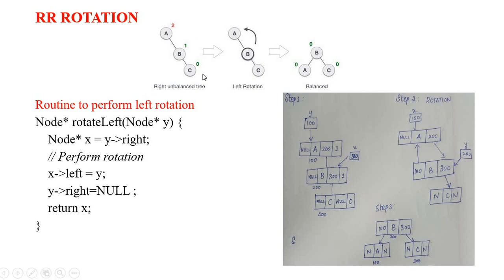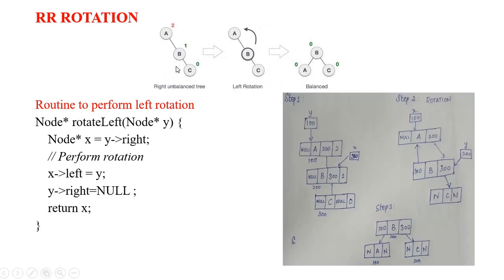Suppose imagine this is our node. So now look at the balance factor. Here the balance factor is height of left subtree minus height of right subtree. So here how to calculate a balance factor? Height of left subtree is 0 and right subtree is also 0. 0 minus 0, which is 0.